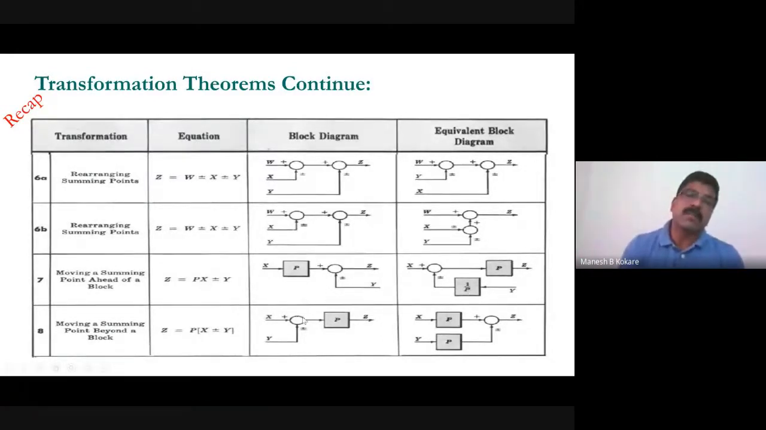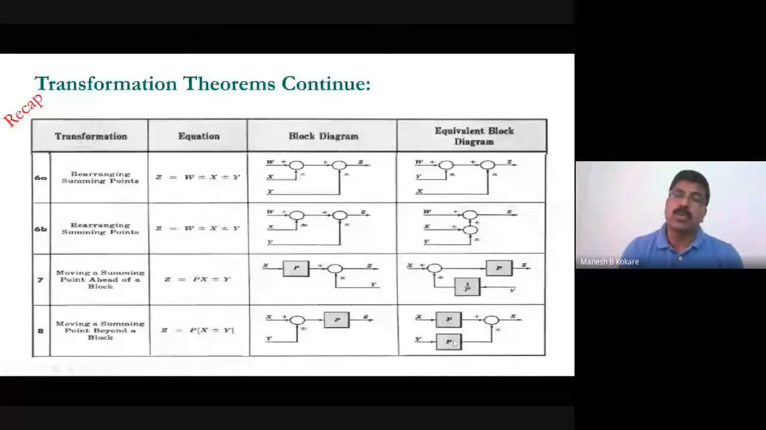Then sometimes you may have a situation where you have to move this summing point behind the block, or beyond the block. In that case, you have to add one more block in the other signal. So here 1 by P, here it will be P. So see that the output will not change. So X into P and Y into P, plus or minus. So this will be Z is equal to XP plus or minus YP, right?